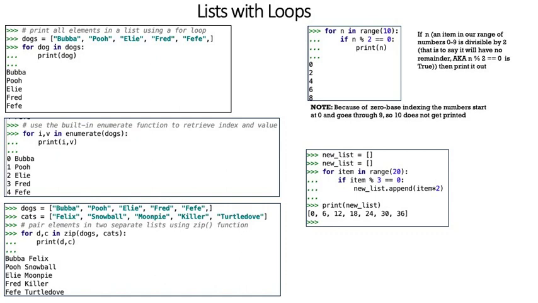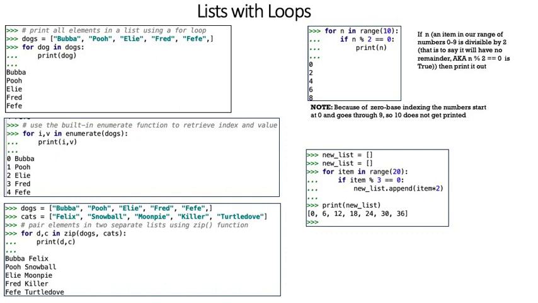Moving to the upper right-hand side of this page: for n in range(10), if n mod 2 equals 0, print n. So what are we doing here? If you've been following our series, a lot of this will look familiar. If n, an item in our range of numbers 0 to 9, is divisible by 2, that is to say, it will have no remainder, aka n mod 2 will equal 0, then print it out. If not, then don't. So you see that's exactly what we get in our range of 0 to 9, right?